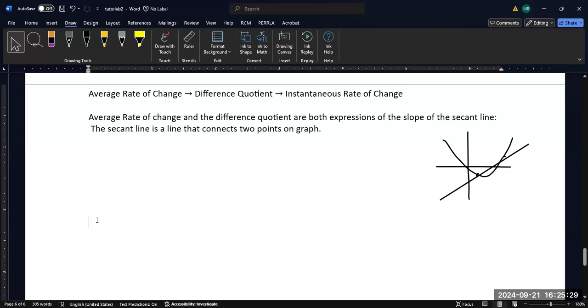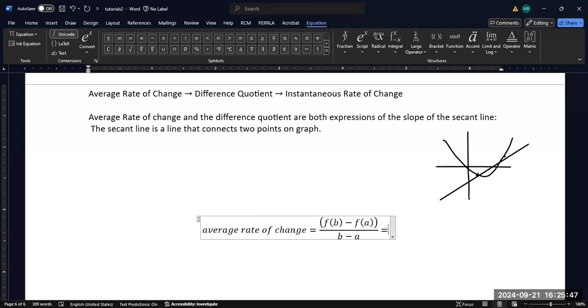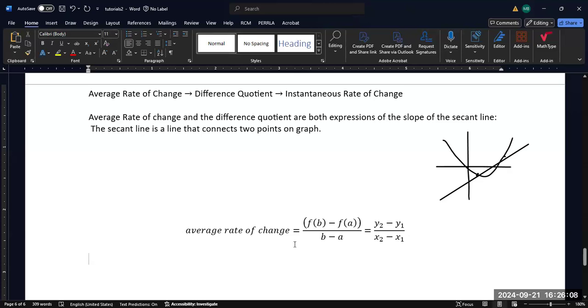So recall from our discussion of the average rate of change that our formula was f of b minus f of a, divided by b minus a. Again, f of b is the y coordinate of our second point, the one on the right, and f of a is the y coordinate of the point on the left, the first point, divided by our 2 x coordinates in the same order. So the average rate of change is just the slope between those 2 points.